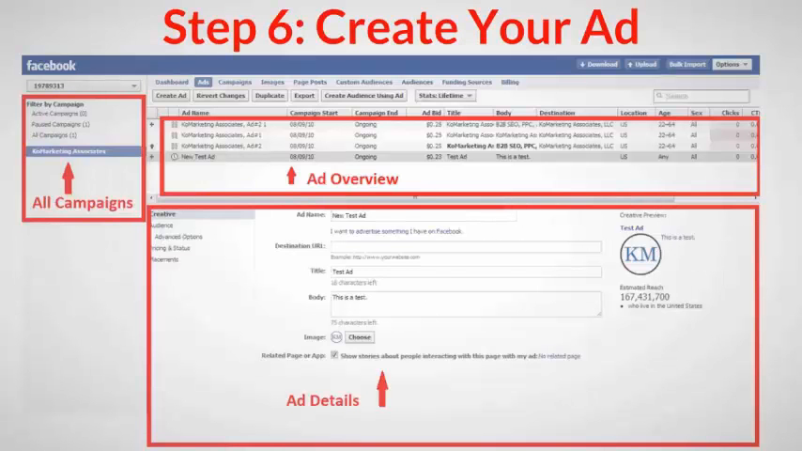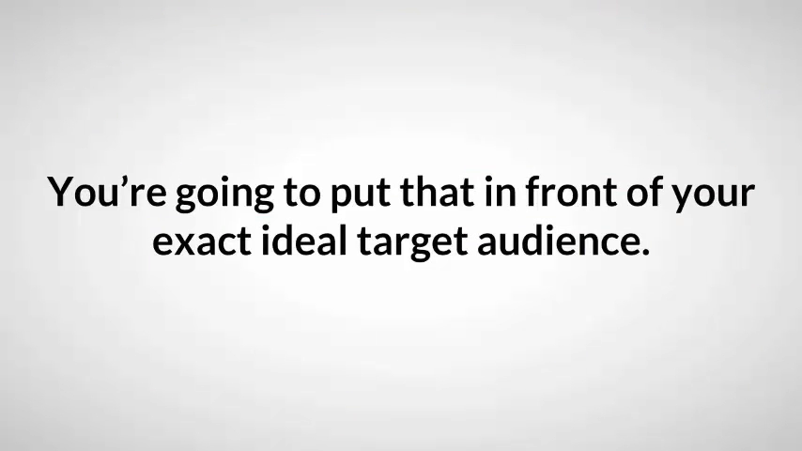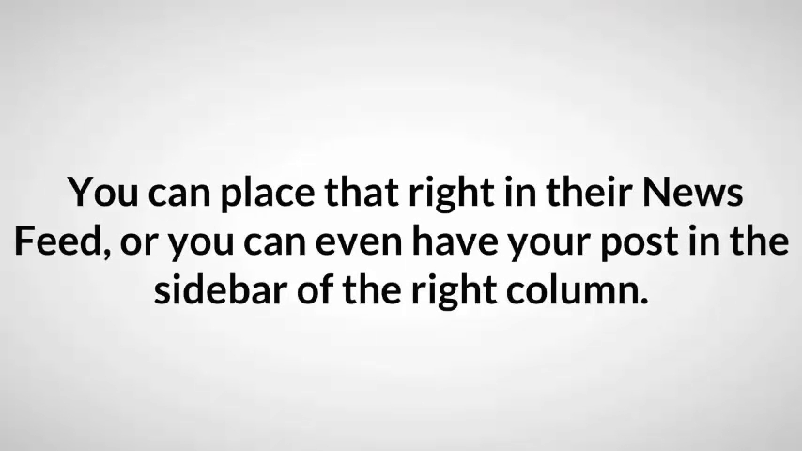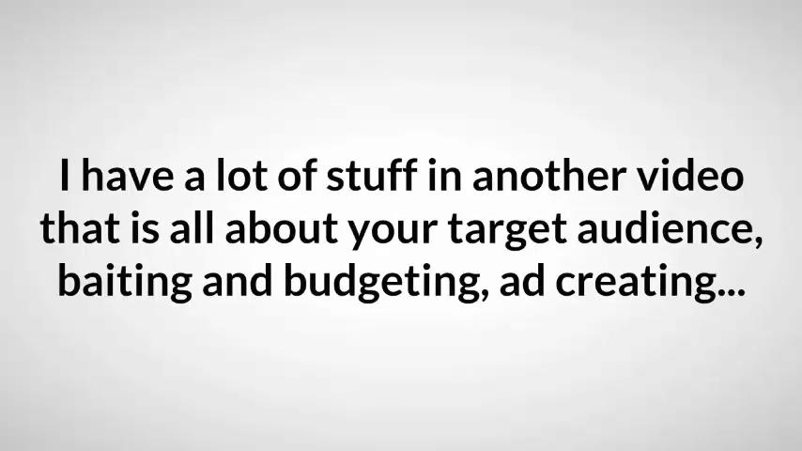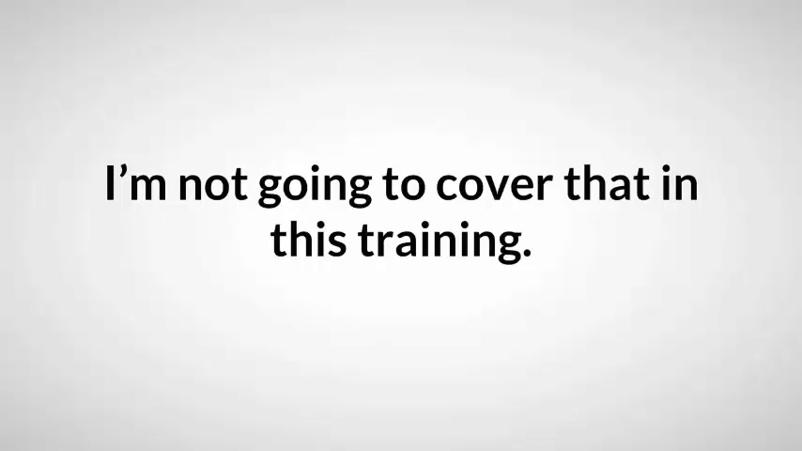So let's move on to step 6, which is actually creating your ad. Now what you're going to do is either use the ad manager or the Power Editor to create an ad and amplify your post from step 5. You're going to put it in front of the exact ideal targeted audience. You can place that right in their news feed, or you can even have that post in the sidebar of the right column. I have a lot of stuff in other videos that is all about your targeting audience, bidding and budgeting, ad creation, and all those types of things.